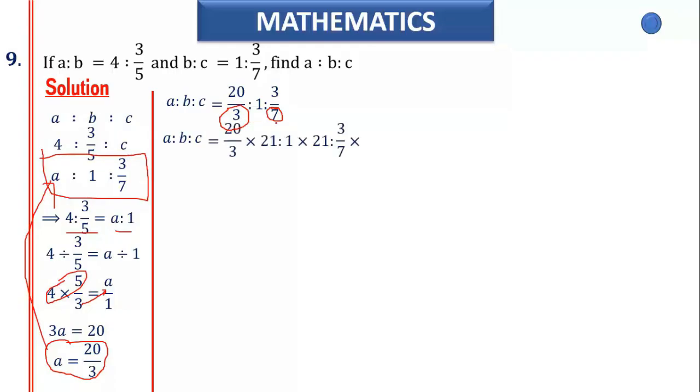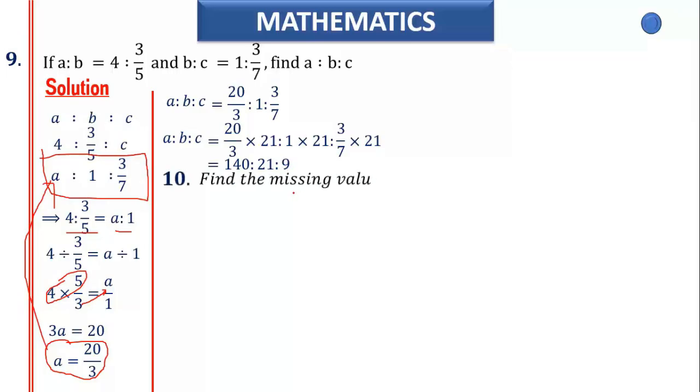So each term of the ratio is multiplied by 21. So from here, you know 3 here 1, 3 here 7, and 7 here 1, 7 here 3. So this one, 20 multiplied by 7, we have 1 multiplied by 21, and we have 3 multiplied by 3. So that will give us our final answer, which is 140 ratio 21 ratio 9.